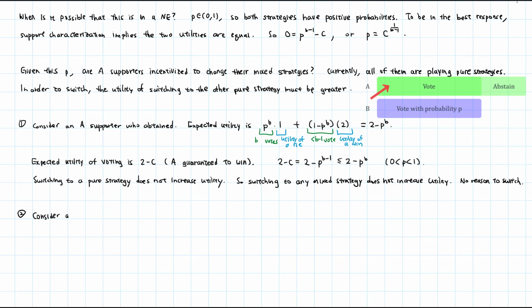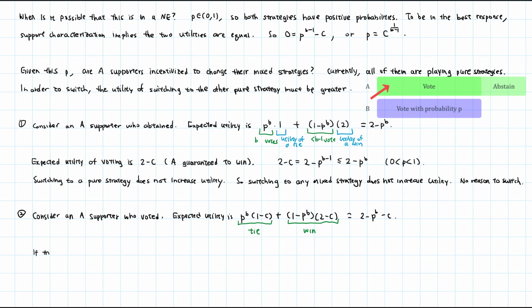Now let's consider an A supporter who voted. Can you calculate their expected utility for voting? Their expected utility is P to the B times 1 minus C in the case of a tie, plus 1 minus P to the B times 2 minus C in the case of a win for A. This is equal to 2 minus P to the B minus C.